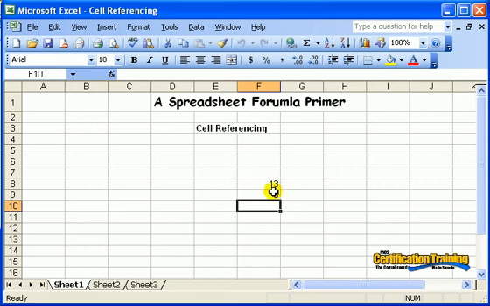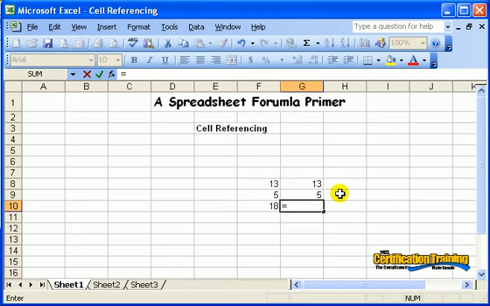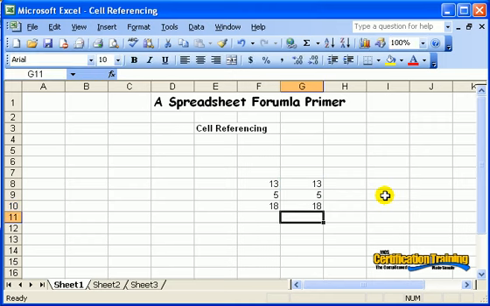Come here and I want to add these two. Normally, I simply put an equal 13 plus 5, and I get 18. But watch what happens if I put it up here, 13, 5, and I use cell referencing. Watch this. Equals this cell plus this cell. Enter. I get 18. Both are the same answer.